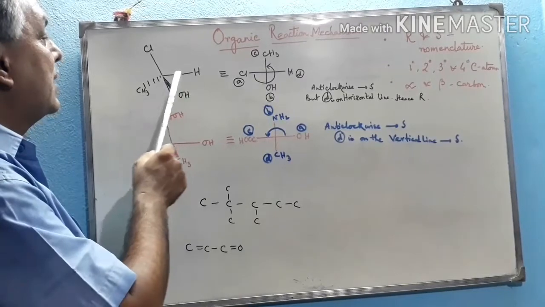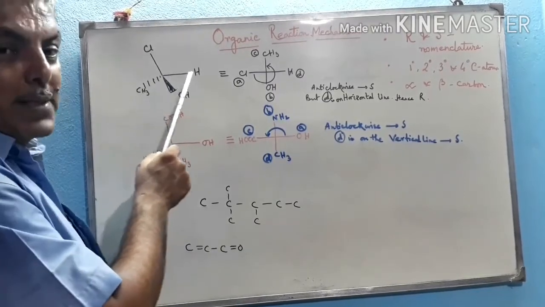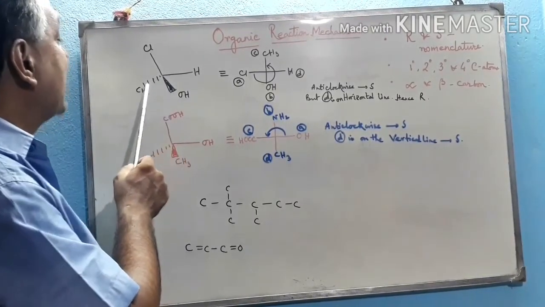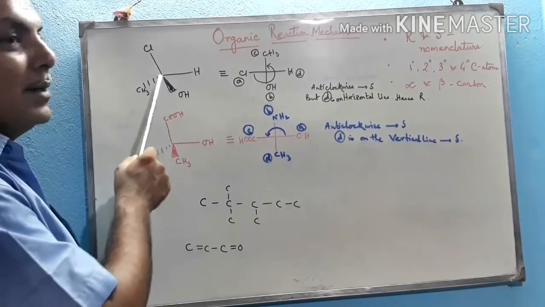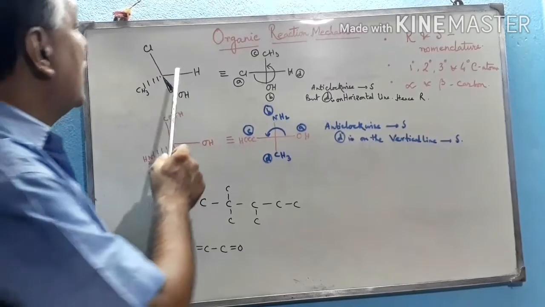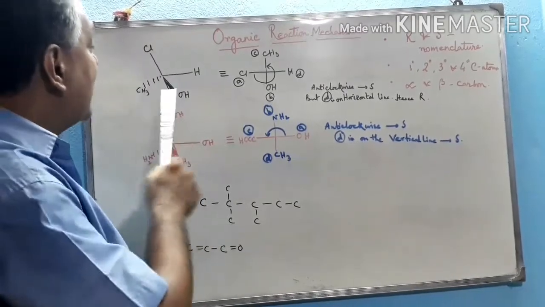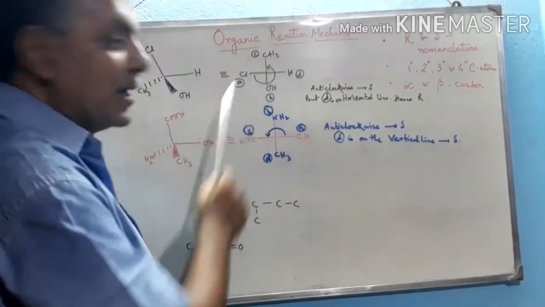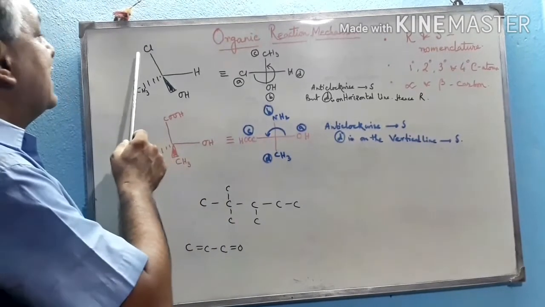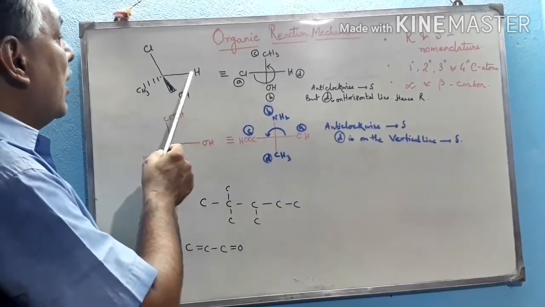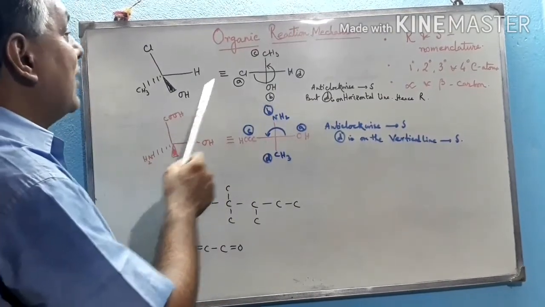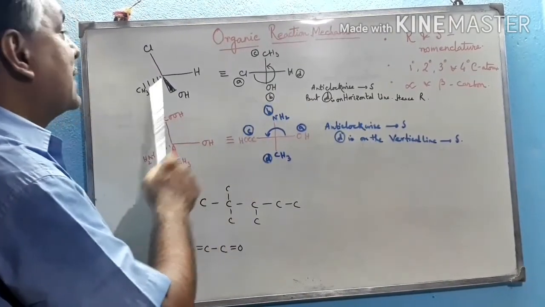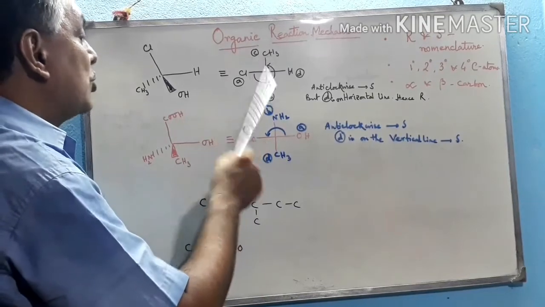Now, this is the structure where Cl and H, these two groups are on the plane. See this direct straight line, so these groups are on the plane. CH3 group on the back side, below the plane. OH above the plane. Now, if we want to convert this three-dimensional structure into Fischer projection form, see that Cl and H are on the horizontal line, CH3 and OH on the vertical line, where CH3 goes towards the up and OH goes towards the down.